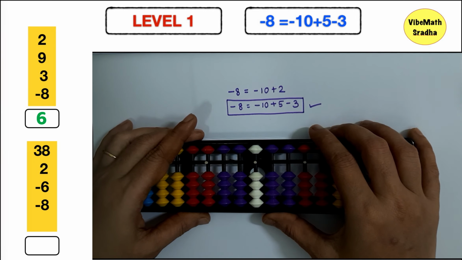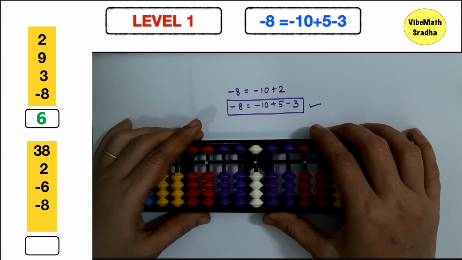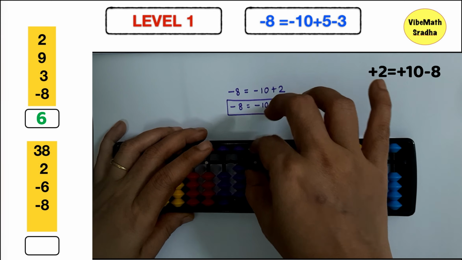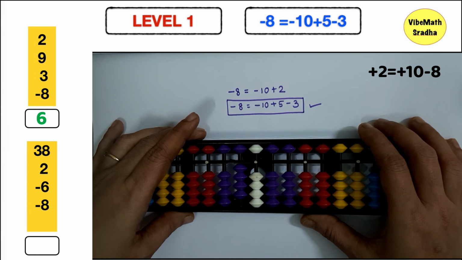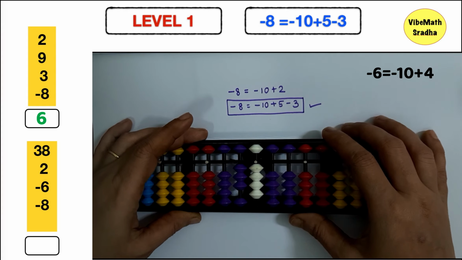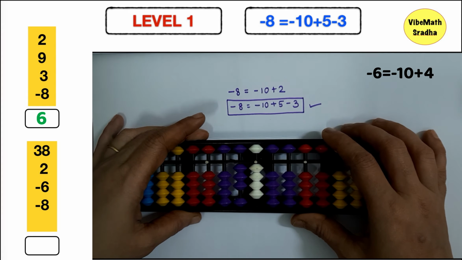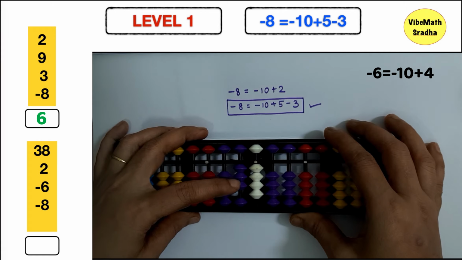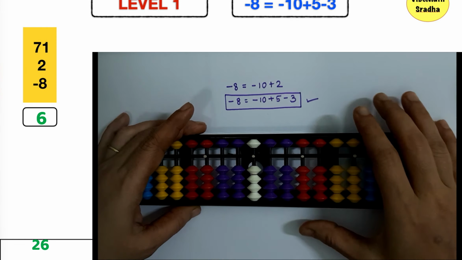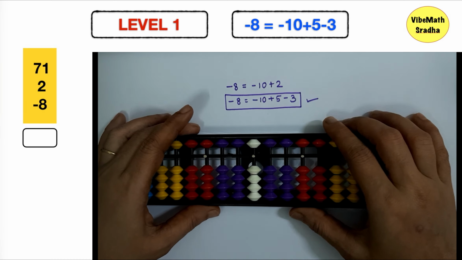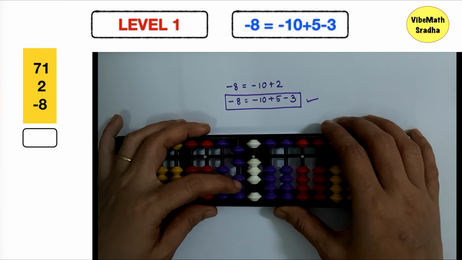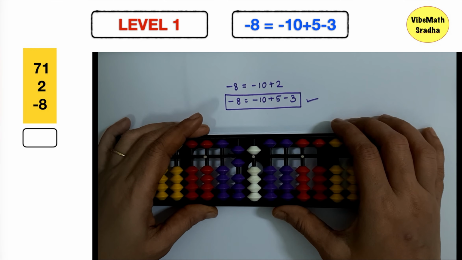Next example, 38 plus 2 minus 6 minus 8. 38 plus 2 is plus 10 minus 8. Here I used the big friend addition of 2, then minus 6 is minus 10 plus 4. Here I used the big friend subtraction of 6, then minus 8. Minus 8 is minus 10 plus 5 minus 3. So, answer here is 26. The last example, which is 71 plus 2 minus 8. 71 plus 2, it can be done directly, then minus 8 is minus 10 plus 5 minus 3. So, answer here is 65.